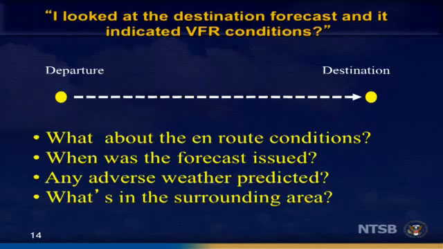Well, I looked at the destination forecast and it indicated VFR conditions. What about the en route conditions? What do you have to look at for an en route forecast? When was the forecast issued? Are you going to trust a forecast that was issued at midnight last night for this morning? I want an update. Any adverse weather predicted, any thunderstorms, fog, icing.